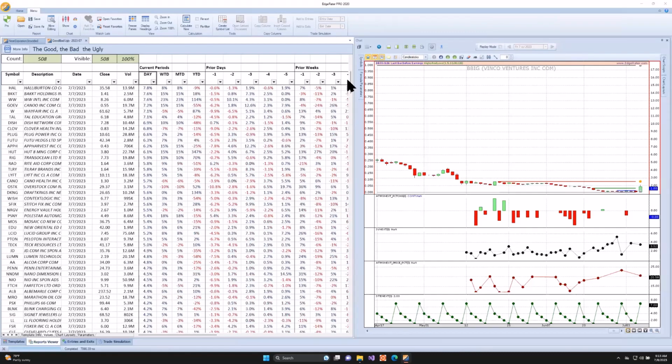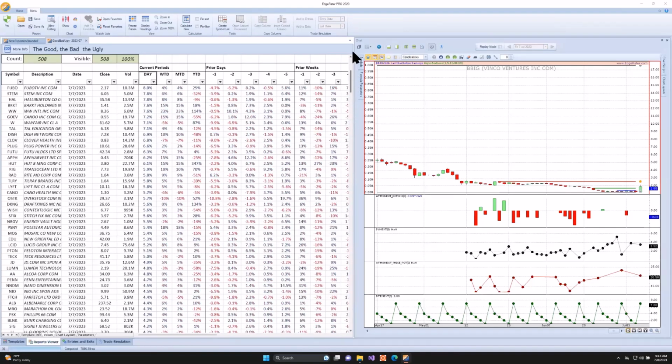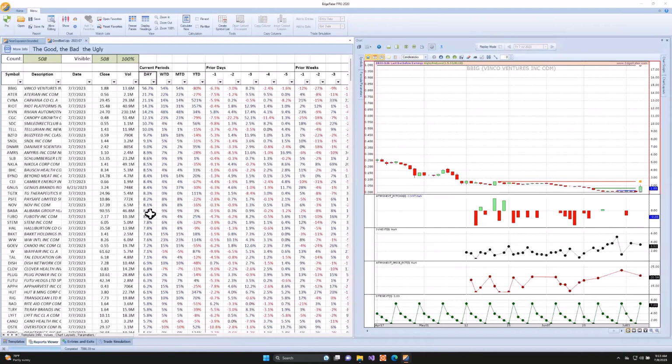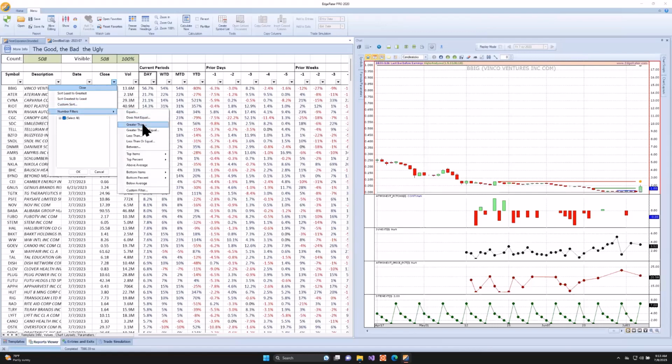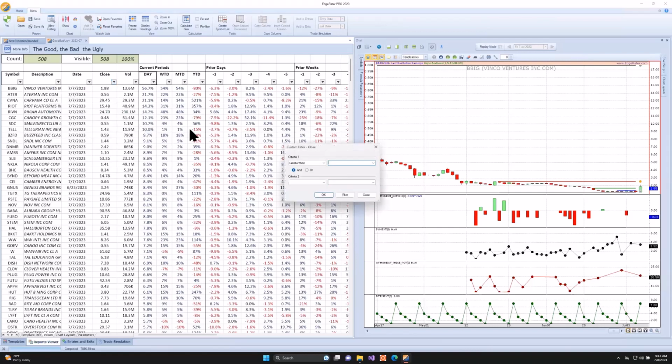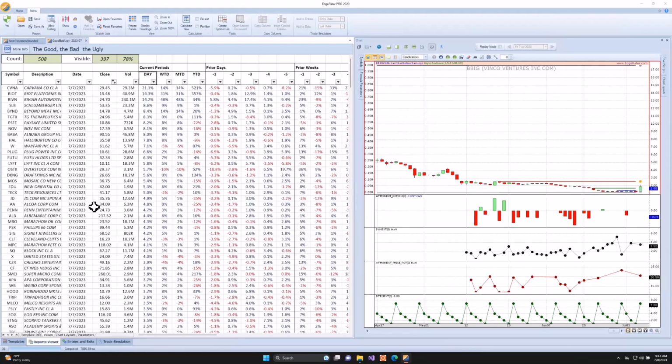Filtering is useful too if you don't want to see all of this information on one screen, because you may be seeing just too many stocks here, and it's a little distracting. So you can actually do some filtering. For instance, people often like to go into the close column, choose a number filter, and only look at stocks that are greater than $10. Okay, so now we're not going to look at those penny stocks at all. That can be helpful.